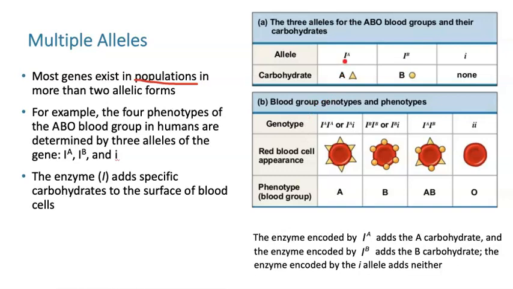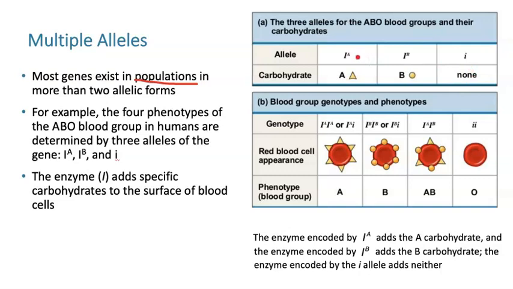All right, so I raised to the A will do something really specific. It'll put a carbohydrate named A onto the outside of a protein on your blood. If you have the B allele, the I superscript B, you will put the B carbohydrate on that blood. If you have the lowercase i, now remember when things are lowercase, that means they're recessive, then you're not going to put any carbohydrate on the outside of that blood.